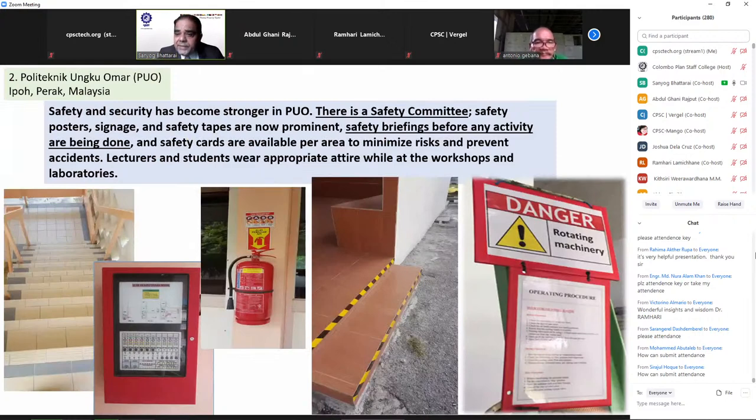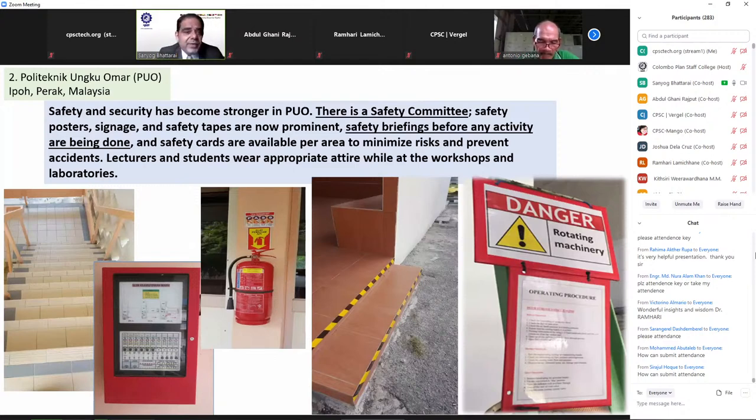So you can see the safety, rotating machines are there, be careful. Operating procedure, you can see it here. And this yellow and black lines, you can see this fire extinguisher and other, the circuit diagram and how to evacuate in case of emergency. This is from Malaysia. This type of signage and operating procedure we have to put in our TVET institution in proper places.